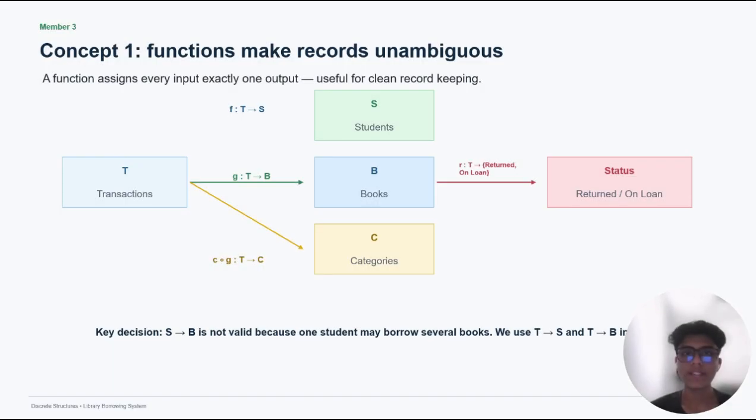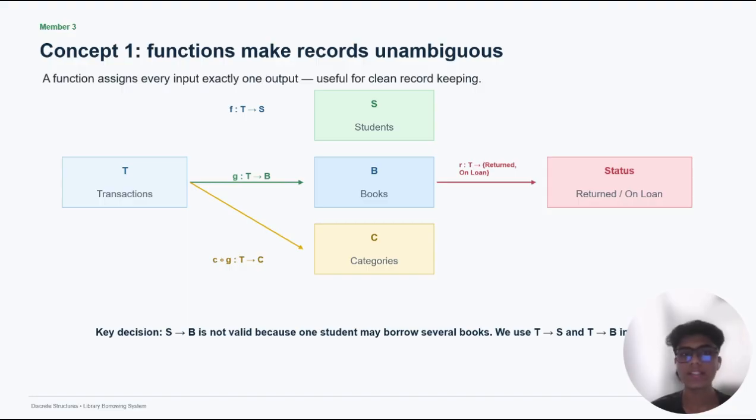Hello, my name is Sufyan Salim Bhura. My student ID is 0390415. My topic is how functions make records unambiguous. So let's get started. The first discrete structure concept we applied is functions. A function maps every element from a domain to exactly one element in a codomain. At first, we considered mapping students directly to books using a function from S to B. However, this is not valid because one student may borrow more than one book.